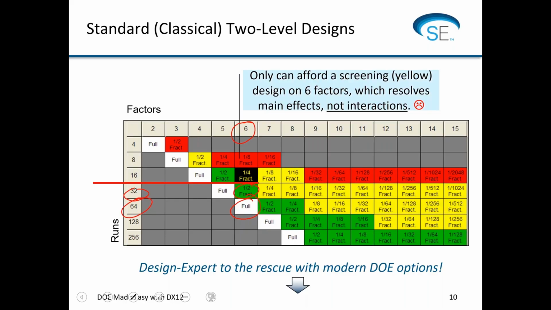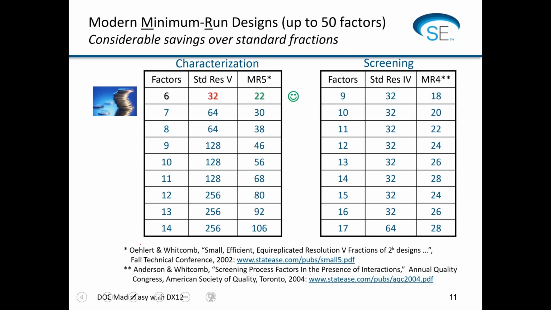So then they said, well, I guess the best we can do is 16 runs using this classical standard design builder. Unfortunately, that crosses a line and becomes a lower resolution, what we call a medium resolution. It's normally used for screening of main effects only, but they really thought there would be some interactions, so they weren't happy with that. But no worries, Design Expert comes to the rescue with modern DOE options that were developed within the 2000s. And these are called modern minimum run or MR designs. And we can work with up to 50 factors, which is plenty. These provide considerable savings over the standard fractions.